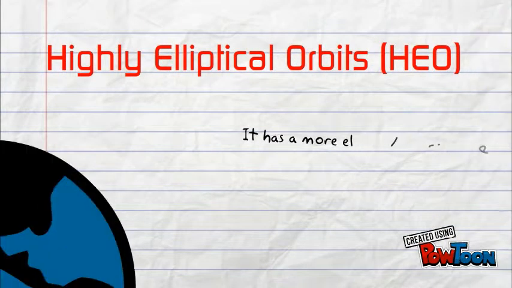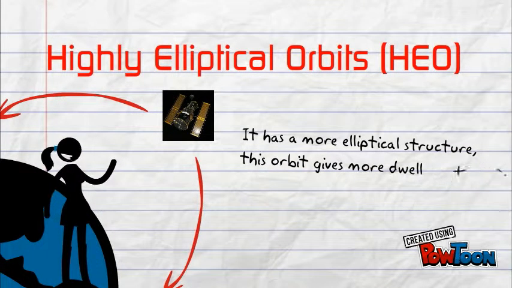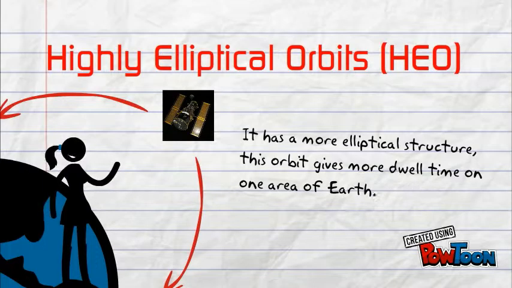Highly elliptical orbits. It has a more elliptical structure. This orbit gives more dwell time on one area of Earth. If the orbit is very elliptical, the object will spend most of its time near the furthest point in its orbit, where it moves very slowly.